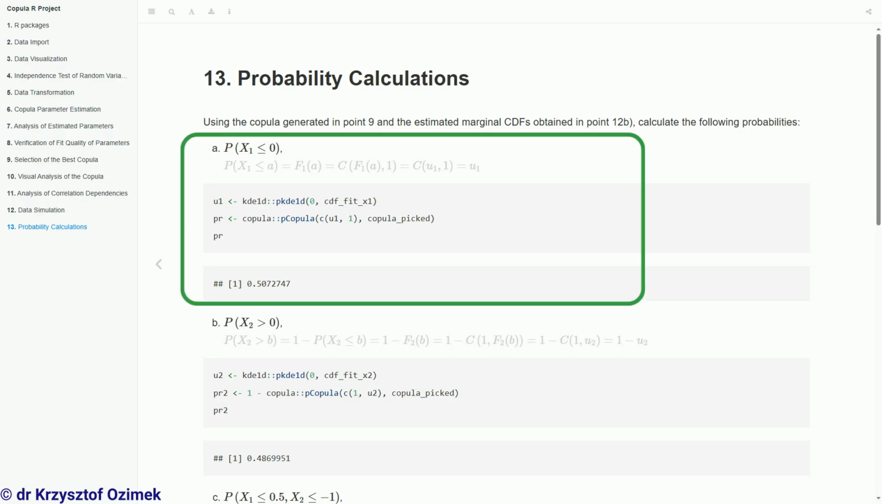In point A, we compute the probability that x1 is less than or equal to 0. The argument u1 is assigned the value of the marginal CDF for x1 at 0, which is calculated using the pKDE1D function from the KDE1D package. The probability is then computed using the pCopula function from the copula package, following the formula written in gray.